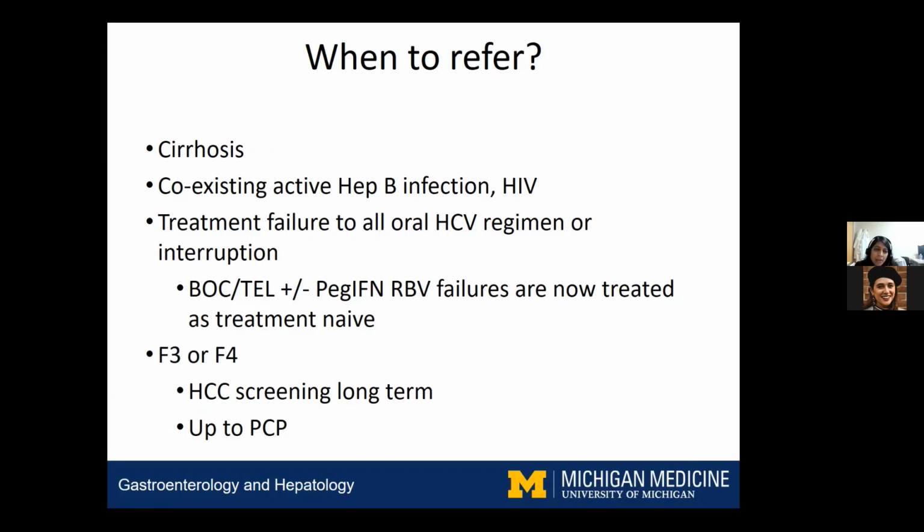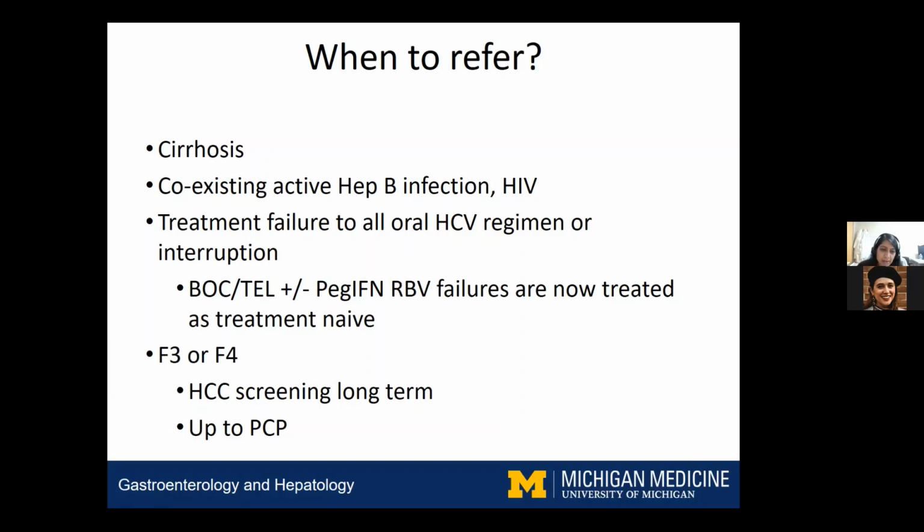And then other things to think about is that if you encounter a patient who's been treated before and failed, and has failed an all-oral Hep C regimen or had a treatment interruption, it might be helpful to strategize or meet with the specialist to try to talk through what is the best way to get them treated one last time to achieve a cure. Important things to be aware of is that the old treatments, which include boceprevir, telaprevir, pegylated interferon, and ribavirin, failures with any of those treatments are now considered treatment naive in terms of being able to move forward with one of the new treatments.